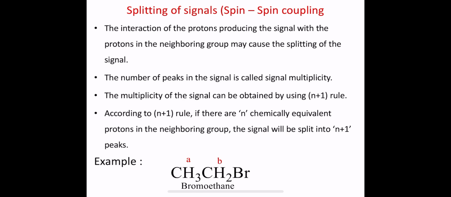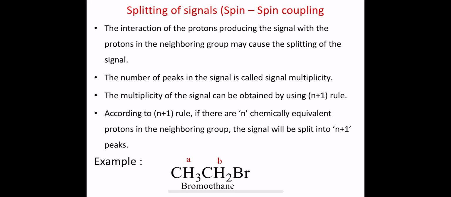Okay, so if we take the example of bromoethane, it has two different sets of protons present in two different chemical environments. Here, for this CH2 group, which I have called B, the CH2 protons cause the splitting of the signal from CH3. CH3 is the neighboring group to the CH2 here. So the splitting pattern of this CH2 methylene group depends upon the methyl group, that is CH3.